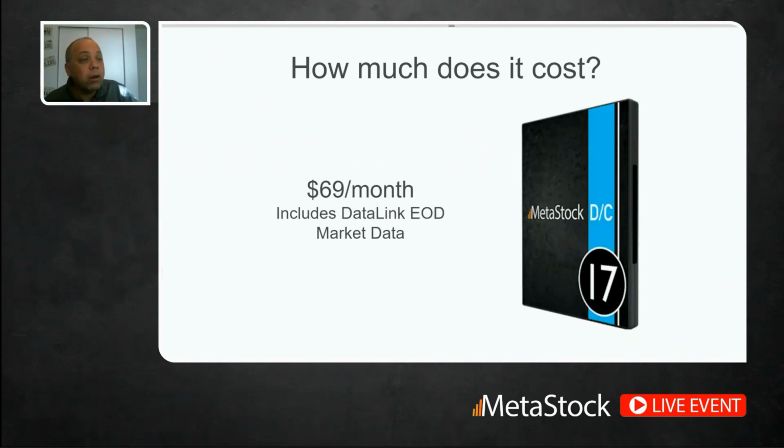We also have an end-of-day version of MetaStock. We call it MetaStock DC. DC just stands for daily charts. It's only $69 per month. That includes MetaStock and a region of data. North America is a region, which includes North and South America, so that would be USA plus Canada plus Mexico plus any of our Latin American exchanges. Indices, futures, forex, options, pretty much anything you want in that region.